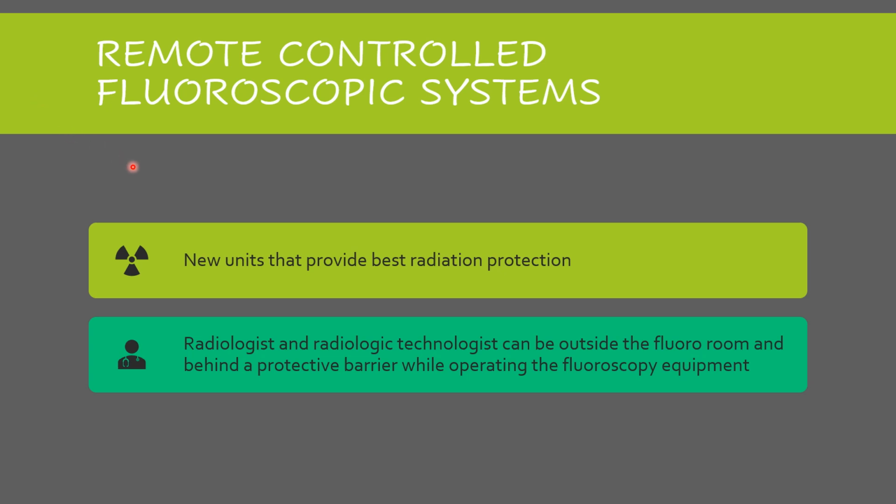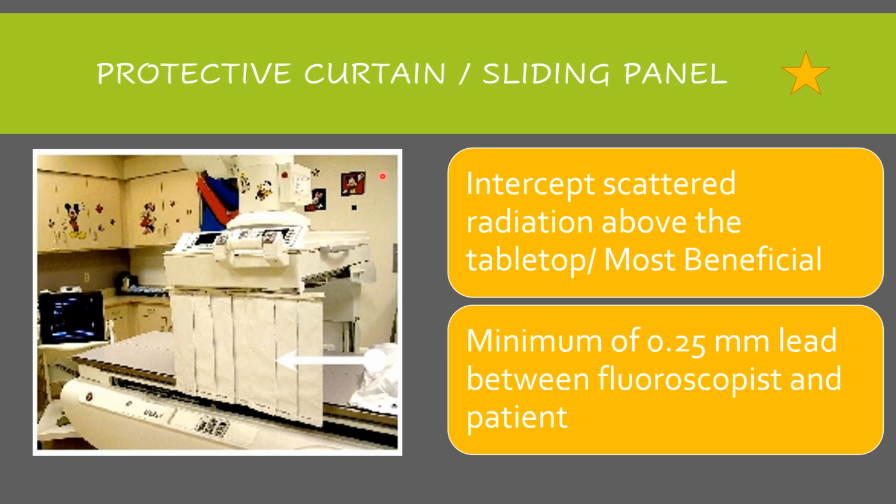Remote-controlled fluoroscopy systems. New units that provide the best radiation protection are the remote-control ones. Radiologists and radiologic technologists can be outside the fluoro room and behind a protective barrier while operating the fluoro machinery. Protective curtain, sliding panel, intercepts scattered radiation above the tabletop, most beneficial. Minimum of 0.25 millimeters of lead between fluoroscopy and patient, or radiologist and patient.